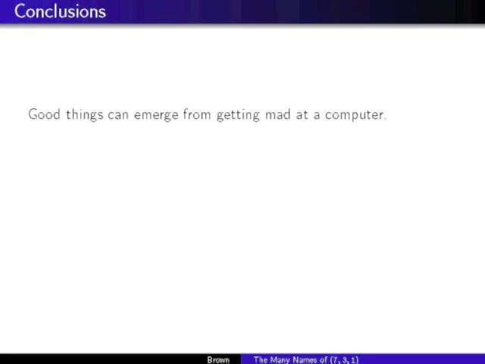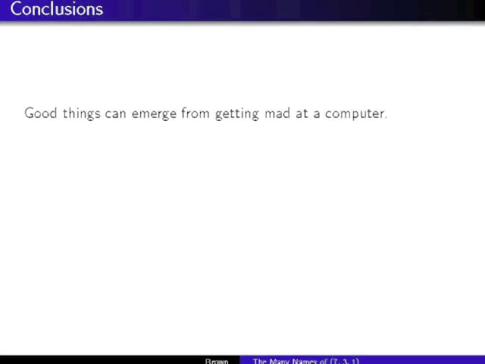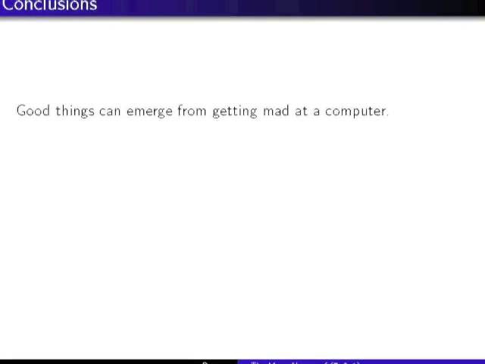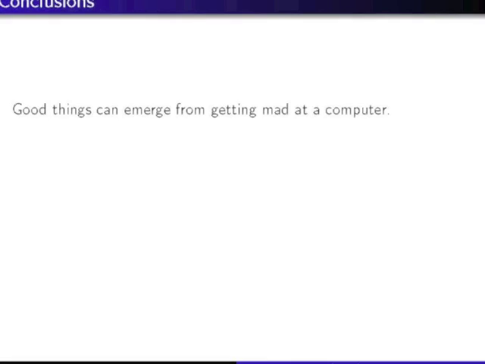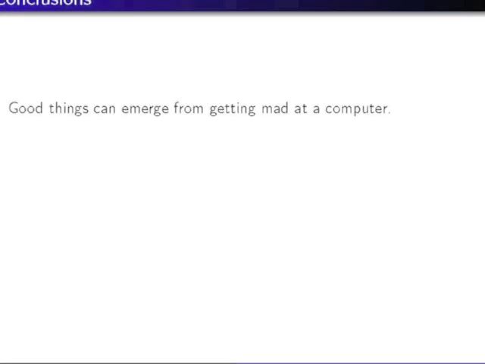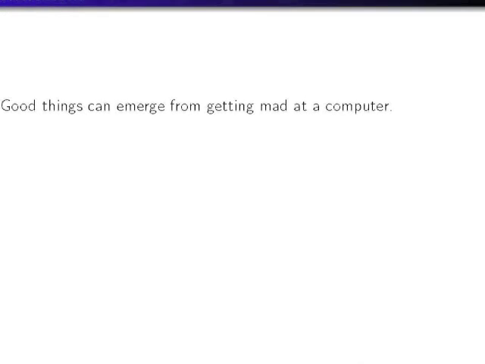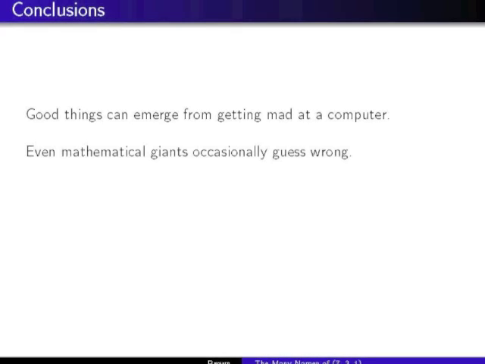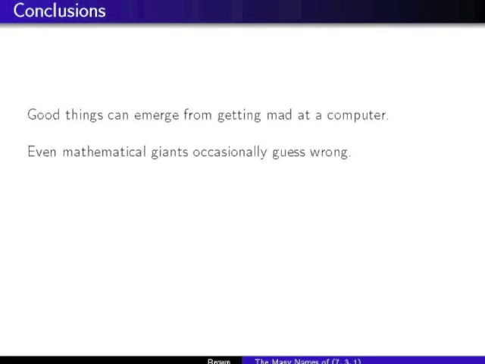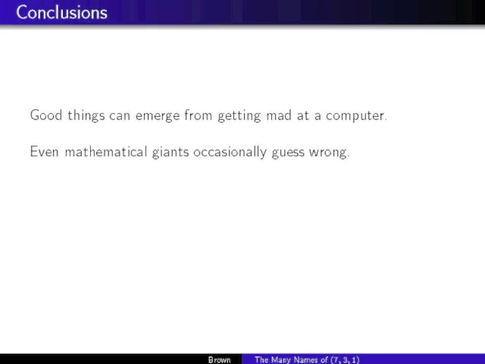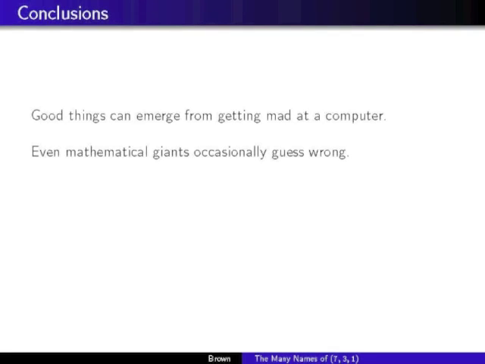So what did we learn from all of this? Good things can emerge. I don't think they always emerge, but they can emerge from getting mad at a computer, if you know what to do. The point is not to get mad at the computer into doing your work for you. You teach the computer. Okay, what else? Even mathematical giants occasionally guess wrong. Right. Euler, a veritable giant of giants, guessed wrong. Who'd have thunk it?